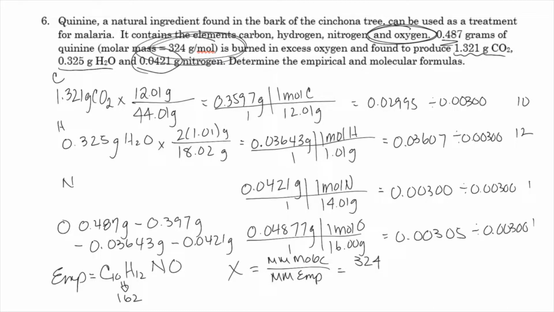So I take that 162 and I put it underneath the molar mass of the molecular, and I get a factor of 2. So that means there are 2 empiricals in my molecular. So I multiply every subscript by 2. So my answer is C20H24N2O2.